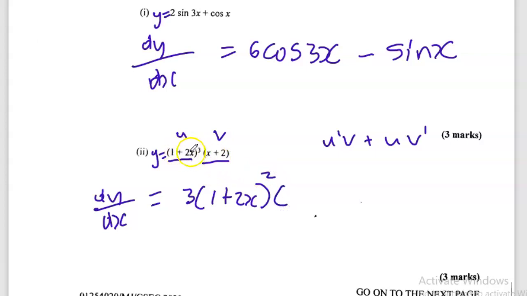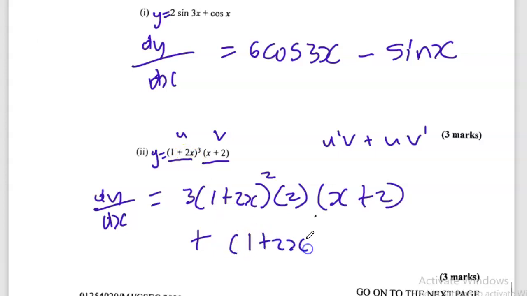Differentiate 1, we get 0. Differentiate 2x, we get 2. So that will represent u prime. And then v is x plus 2. Plus, and then now we alternate. So this time, we're going to keep u, which is the 1 plus 2x all cubed. We won't be troubling that. And then we're going to differentiate x plus 2, which is v. So v prime, the differential of x plus 2, that's just 1.